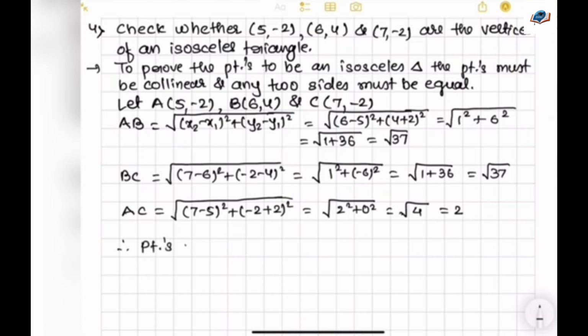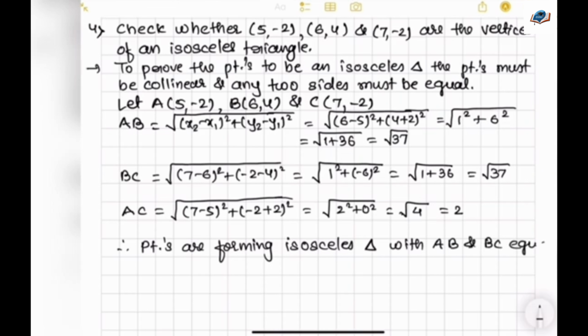Therefore, the points are forming an isosceles triangle with AB and BC equal.